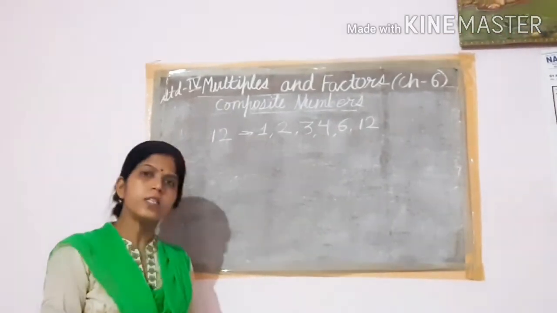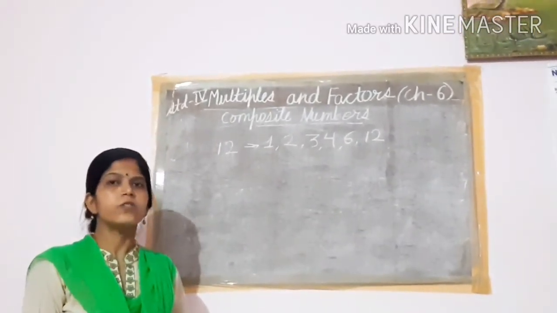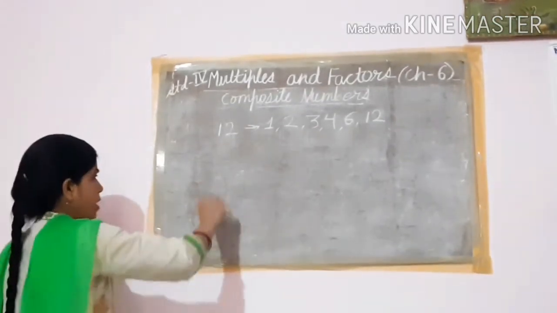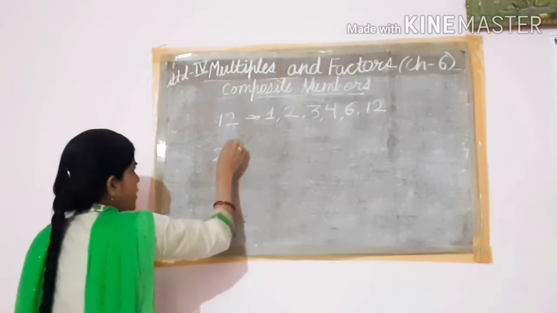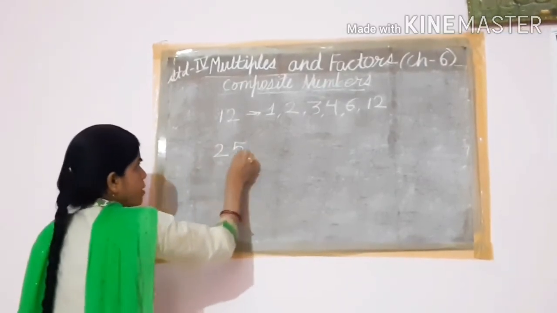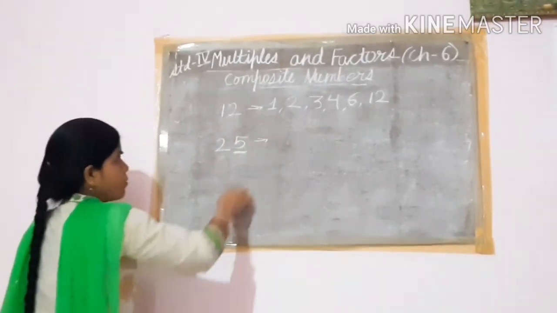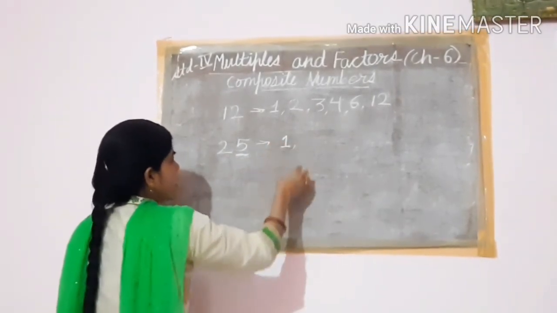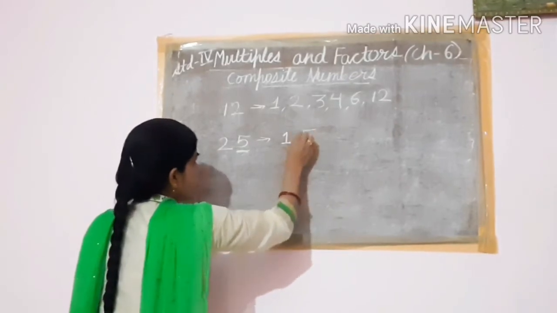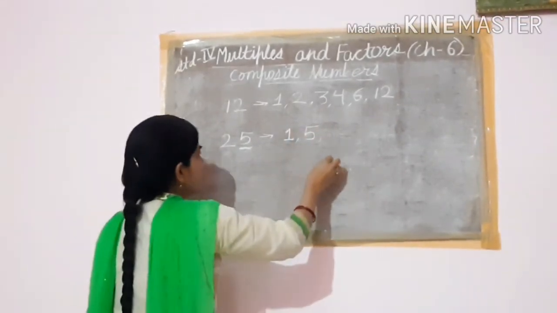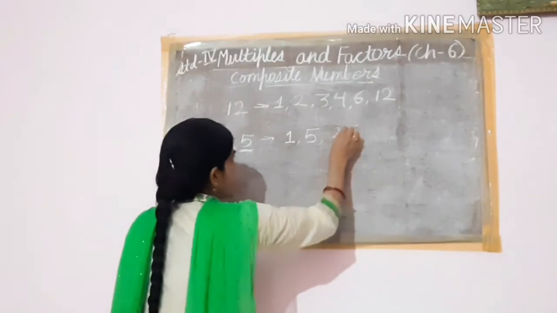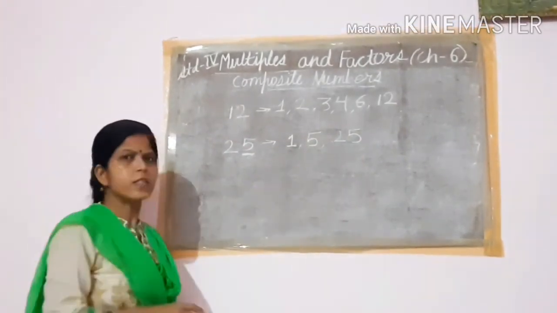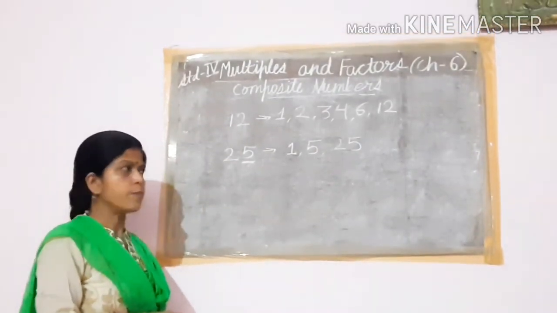Every number other than 5 having 0 or 5 in the ones place is a composite number. So now 25: it is other than 5 and it has 5 in the ones place. Check 1, then another factor is 5, and then 25. Yes, it has more than 2 factors, so it is a composite number.